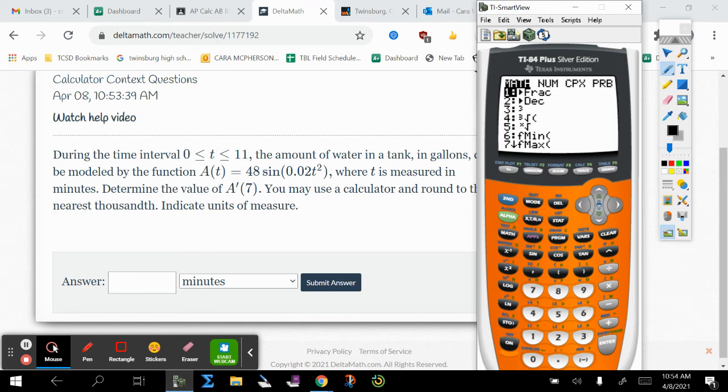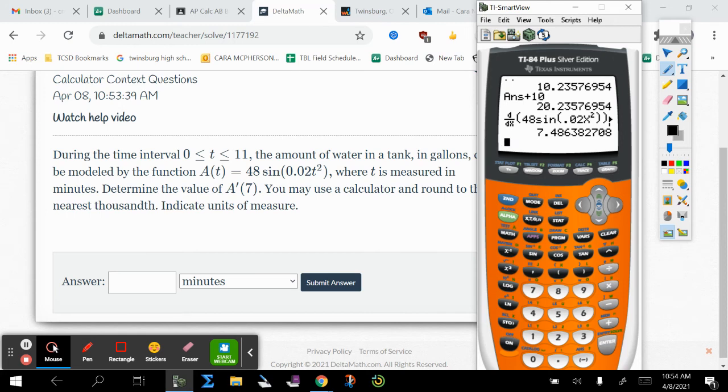So you're going to go to math, but this time instead of math 9, you're actually going to go to math 8. And that's going to evaluate a derivative at a particular value. So you're going to put whatever variable you want to work with. So I just want to work with x all the time. Type in your function, so 48 sine of 0.02 x squared. And we want to know what's happening at 7. So you're going to have to tell the calculator what is the function you want it to derive and what is the variable value you want to plug in. So when you do that, you get near 7.486.